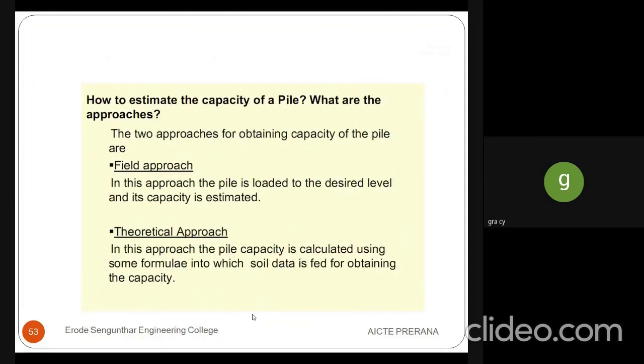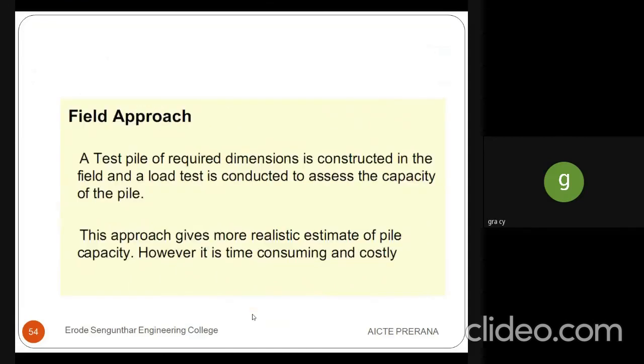How to estimate the capacity of the pile? There are two approaches: one is the field approach and the second is the theoretical approach. In the field approach, the pile is loaded to the desired level and its capacity is estimated. In the theoretical approach, the pile capacity is calculated using some formulae into which soil data are fed for obtaining the capacity. In the field approach, a test pile of the required dimension is constructed in the field and a load test is conducted to assess the capacity of the pile. This approach gives a more realistic estimate of pile capacity. However, it is time consuming and costly.